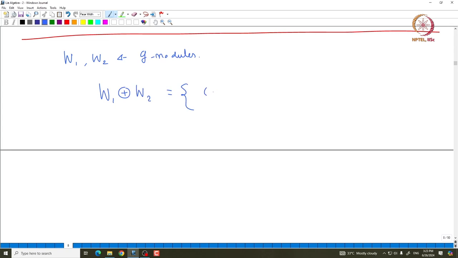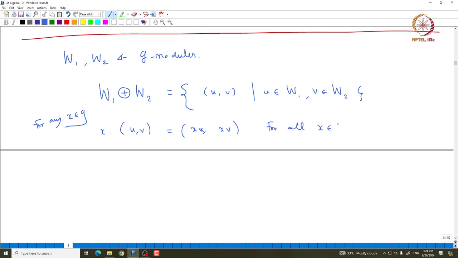By definition this is just a pair (u, v), where u comes from W1 and v comes from W2. Now one can define the action of G, for any x in G. You define this action of x on (u, v) by just (xu, xv), for all u in W1 and v in W2. Then it is an easy exercise to see that this indeed gives an action of G on W1 direct sum W2, via this star.